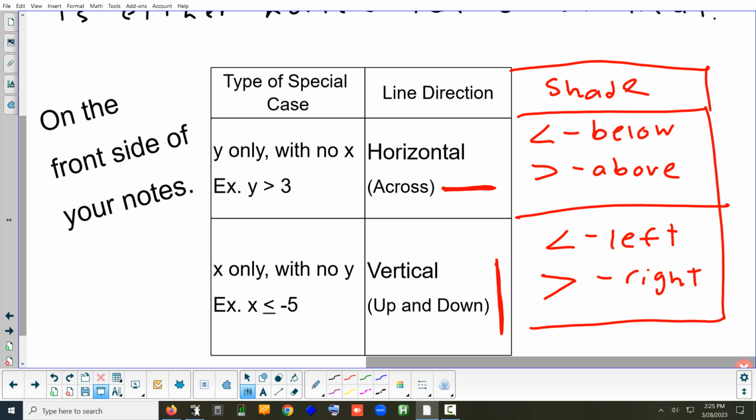So for horizontal, there really is no difference from what you just did. Less than is below, greater than is above. But with vertical, less than means left, and greater than means right. Let's try one of each of those, and that'll be it. I know you guys didn't have a ton of room to add that column on for the special cases, but hopefully you can fit that.